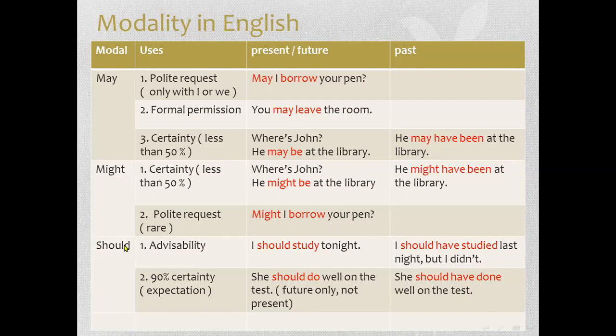And here is given should, for advisability, when you try to advise someone to do something. "I should study tonight. I should have studied last night, but I didn't." Here are the present and future forms, and here are the past forms of should. Should also gives certainty or expectation, 90%. "She should do well on the test" is future only, not present. And "She should have done well on the test" is the past form of should.